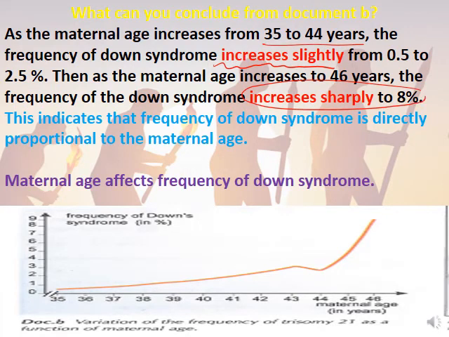toward 8%. So here I did interpret more than conclusion. So I did interpret and the conclusion. This indicates that the frequency of Down syndrome is directly proportional to the maternal age. So the maternal age affects the frequency of Down syndrome.